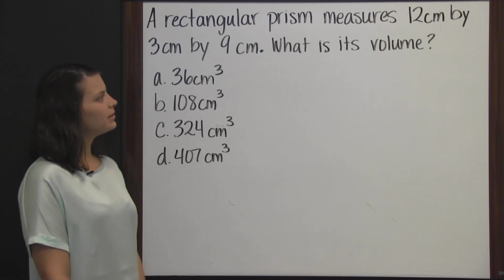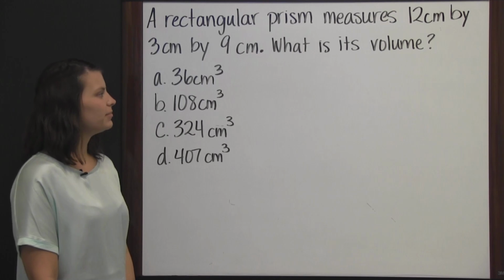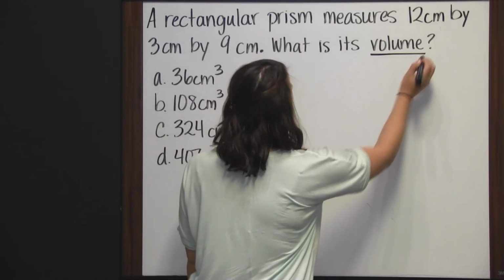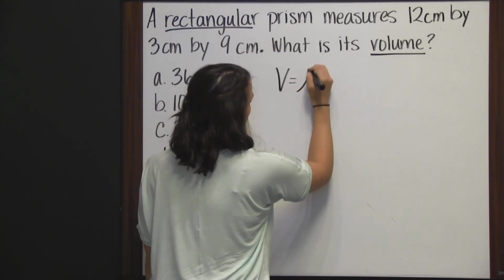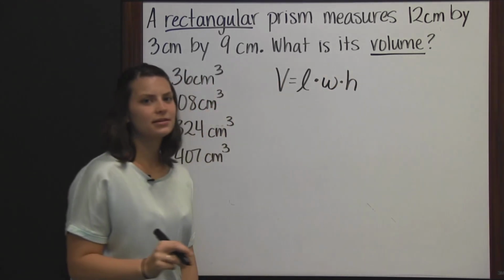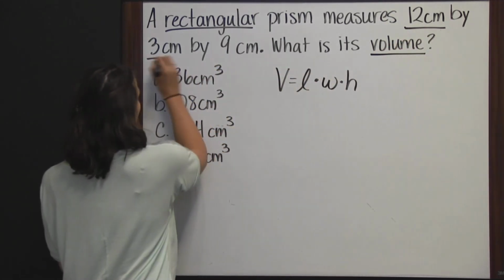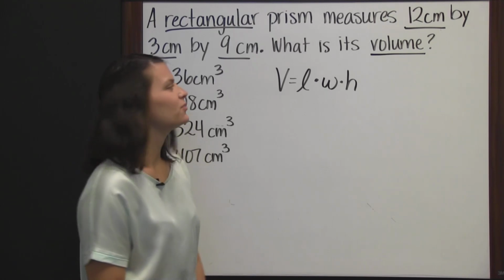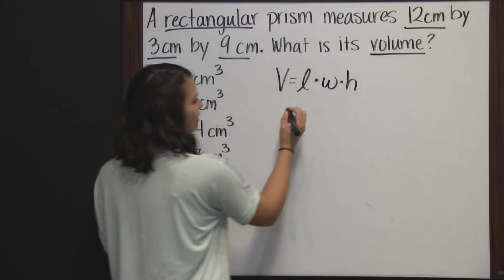A rectangular prism measures 12 centimeters by 3 centimeters by 9 centimeters. What is its volume? The formula for volume for a rectangular prism is volume equals length times width times height. And we were given those dimensions: length, width, and height. And really it doesn't matter which one is the length, which one's the width, and which one's the height, since we're just going to multiply those three numbers together anyway.